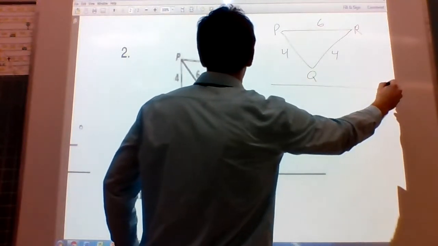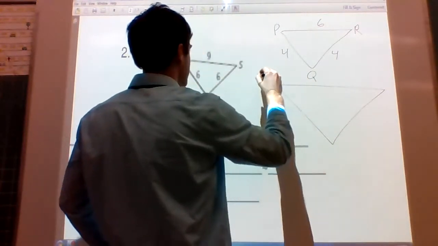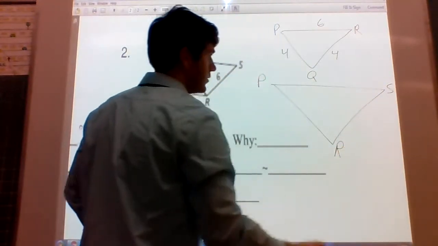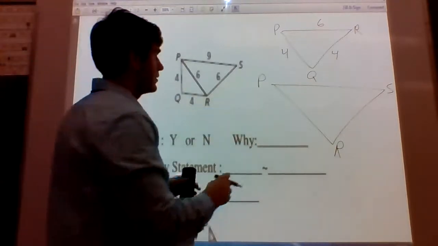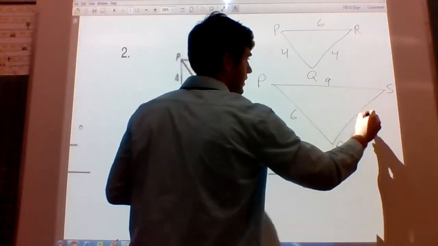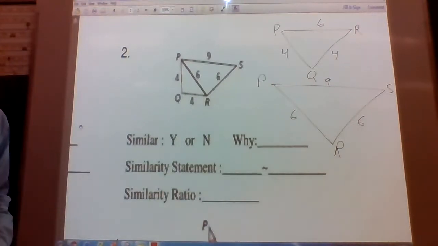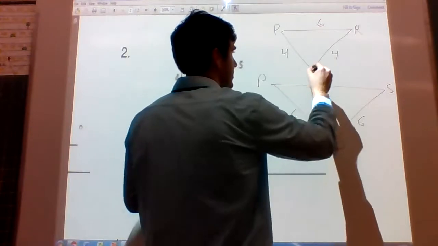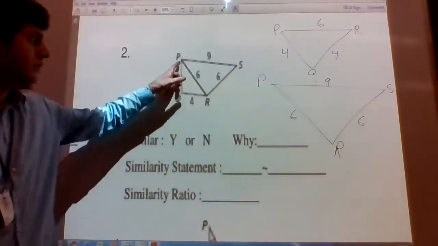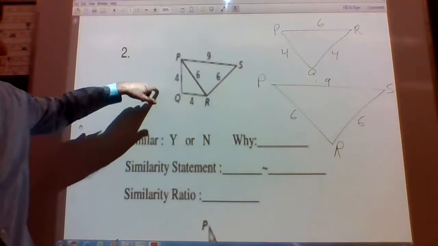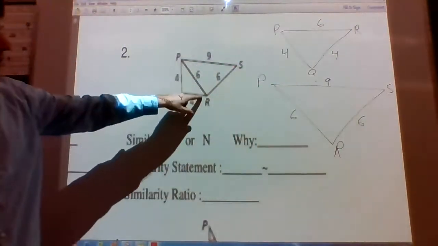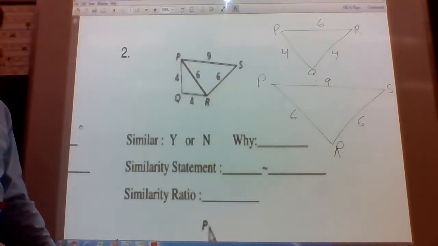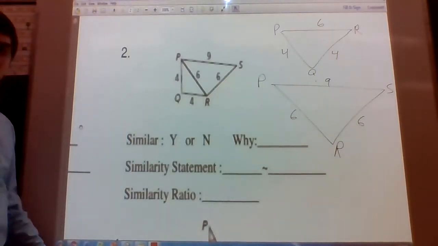Then we have the larger one, which is going to be P, S, and R. So this is this one, the 9, 6, and 6. And then I took this triangle and I rotated it down and put it up here. Okay, so PR, RQ. We don't have any information about angle, so let's not use angle.